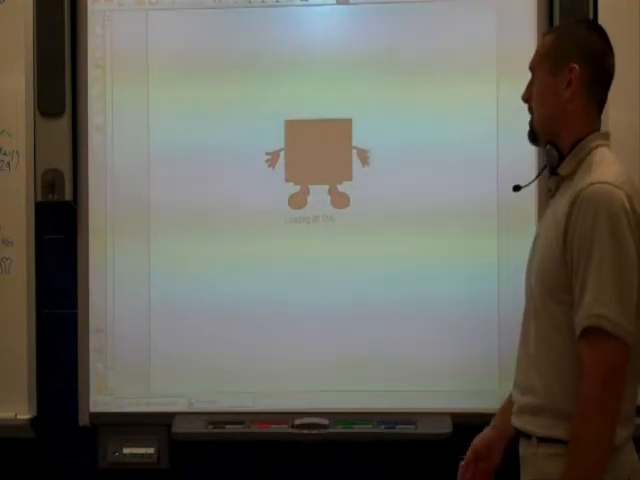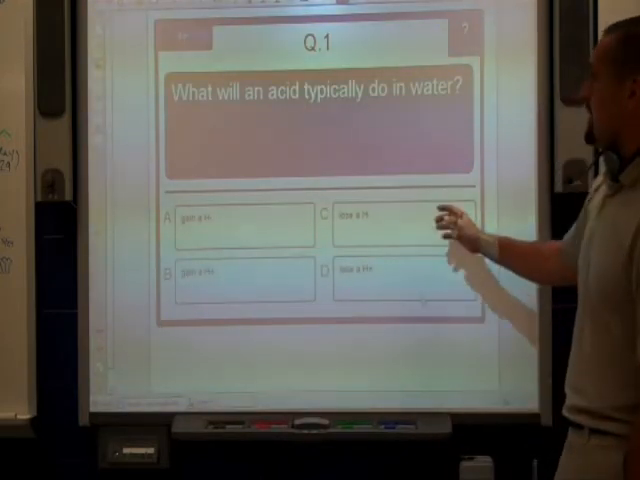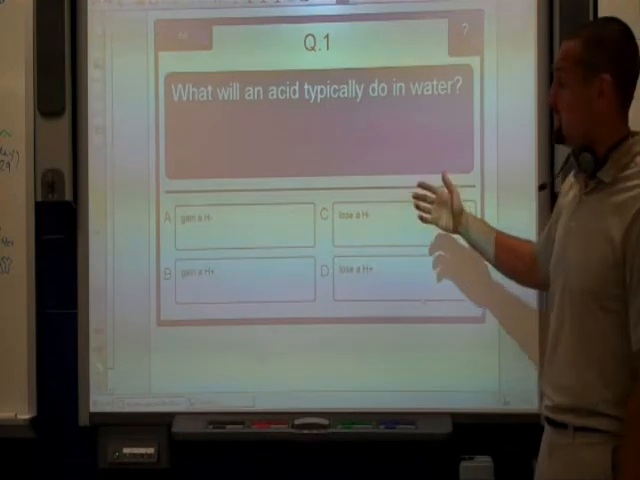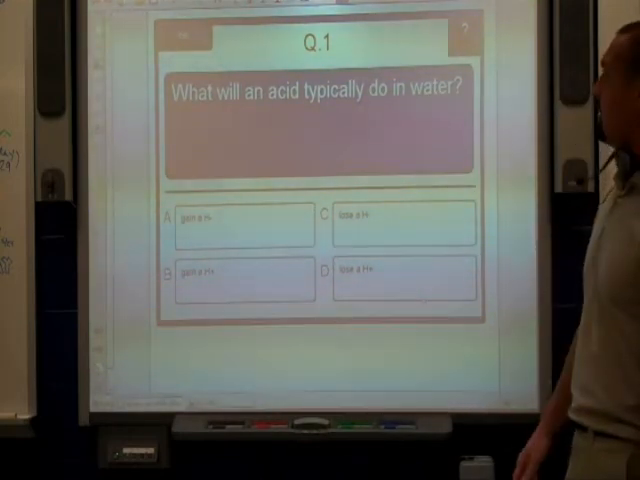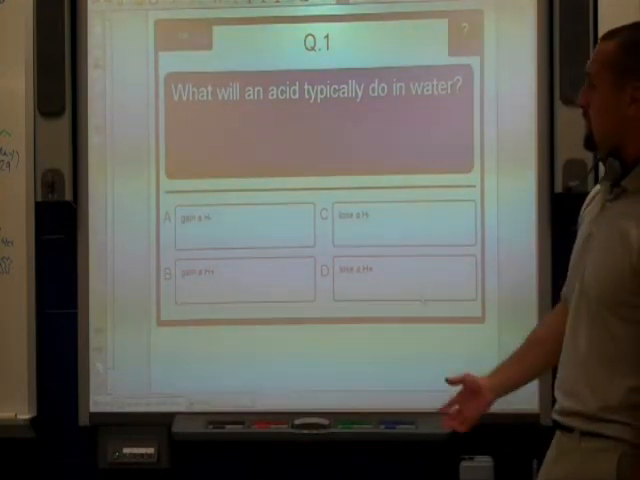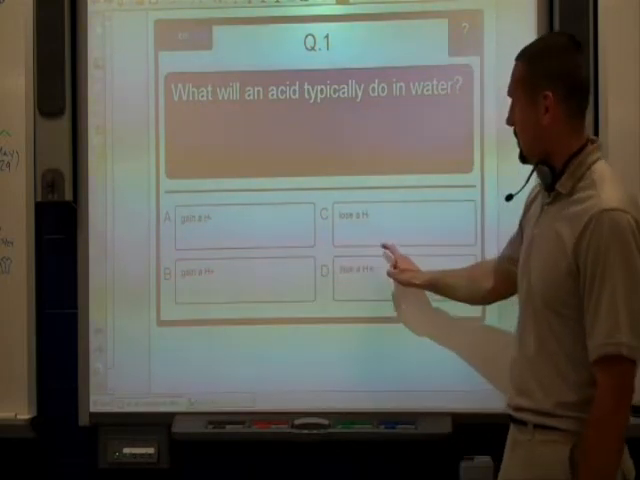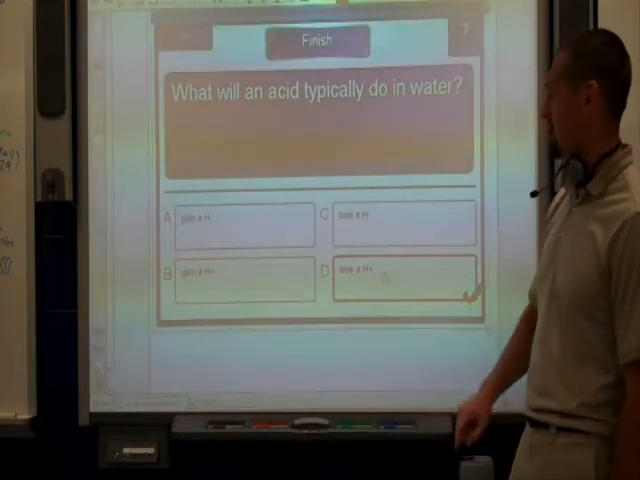What's that scale like? So a pH based on hydrogen ions. An acid typically will do what in water? In this case, lose the hydrogen.